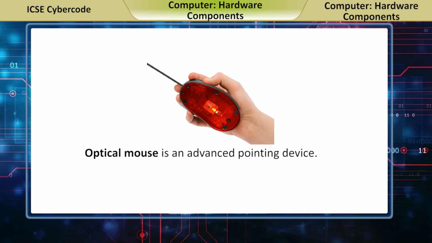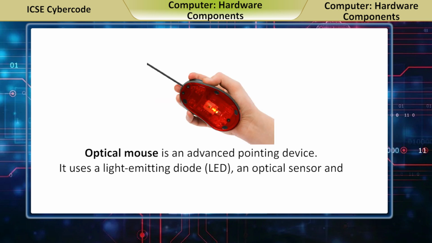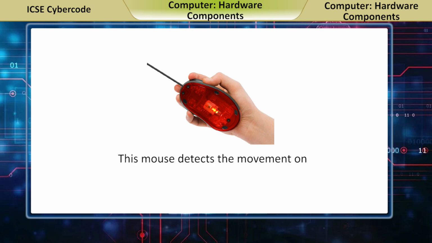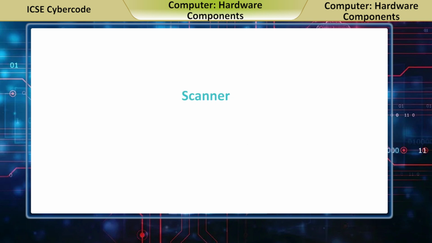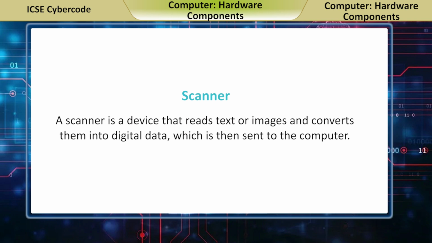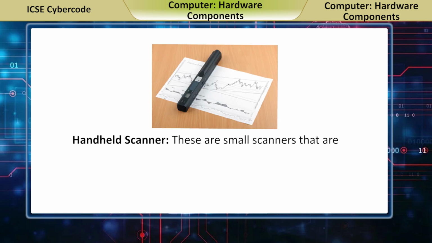Optical mouse is an advanced pointing device that uses a light-emitting diode (LED), an optical sensor and digital signal processing (DSP). Unlike a traditional mouse, this mouse detects the movement on the basis of changes in the reflected light. Scanner. A scanner is a device that reads text or images and converts them into digital data, which is then sent to the computer. Some different types of scanners are handheld scanner. These are small scanners that are easily portable from one place to another.